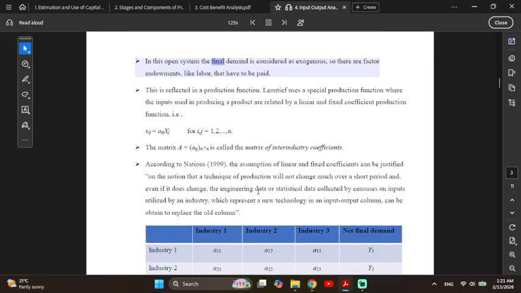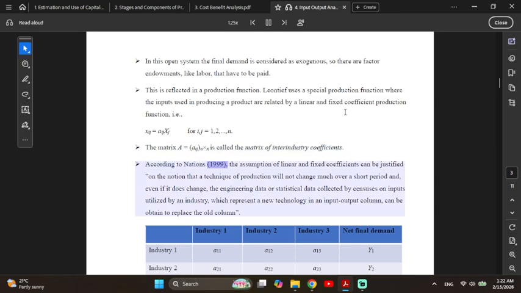In this open system the final demand is considered as exogenous, so there are factor endowments, like labor, that have to be paid. This is reflected in a production function. Leontiev uses a special production function where the inputs used in producing a product are related by a linear and fixed coefficient production function, i.e., z_ij equals a_ij x_j for i, j equals 1, 2, ..., n. The matrix A equals (a_ij), n times n, is called the matrix of inter-industry coefficients.